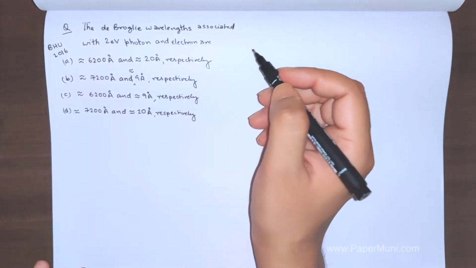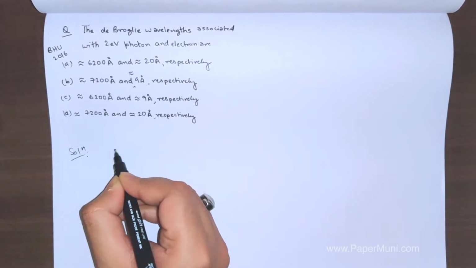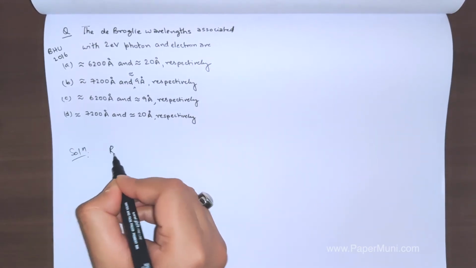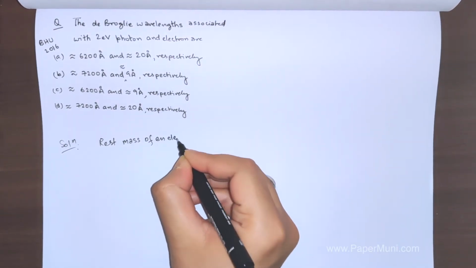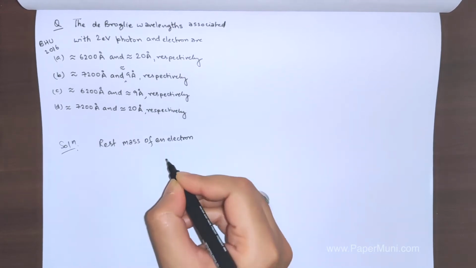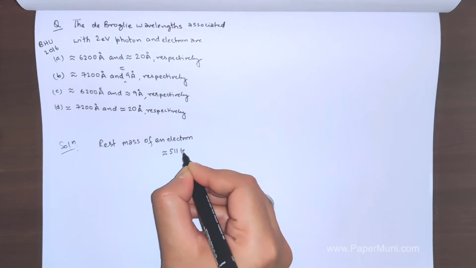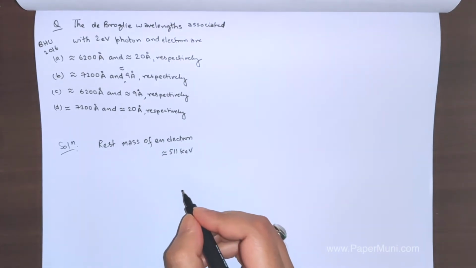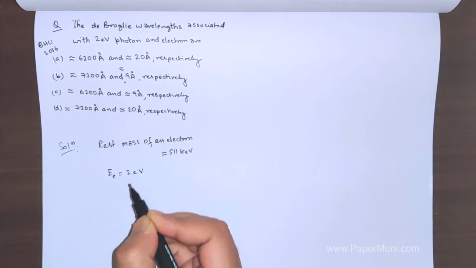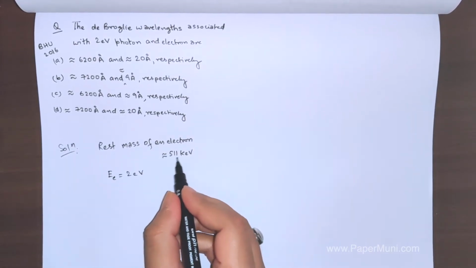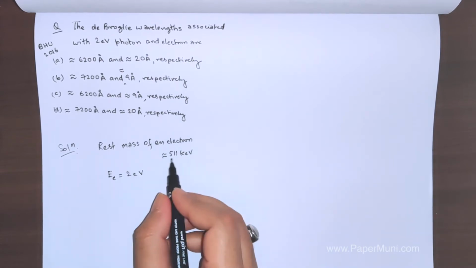So now let's start with this. The solution is like this: the rest mass energy of an electron, we know, is of the order of 511 keV. And the electron energy here is given to be 2 electron volt. So we can see that this energy is very less; this is of the order of kilovolt, this is of the order of electron volt. This is 1000 times bigger than this.